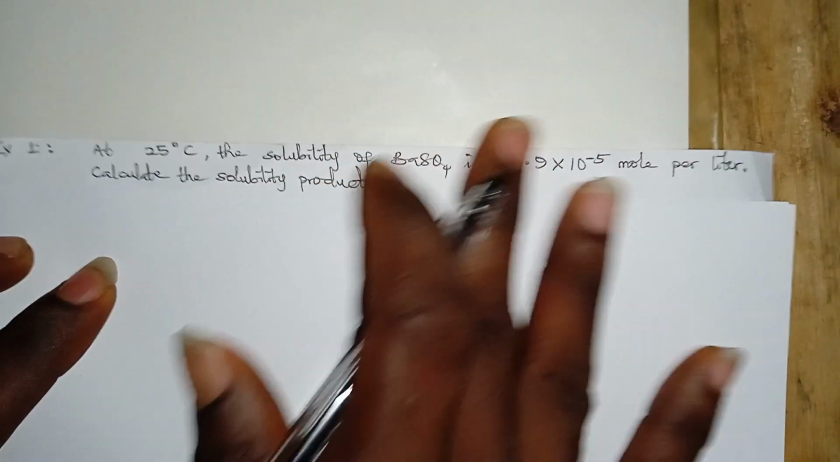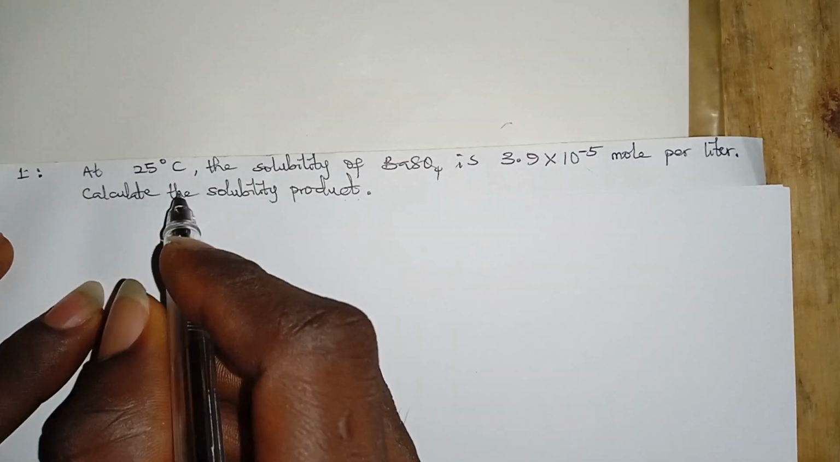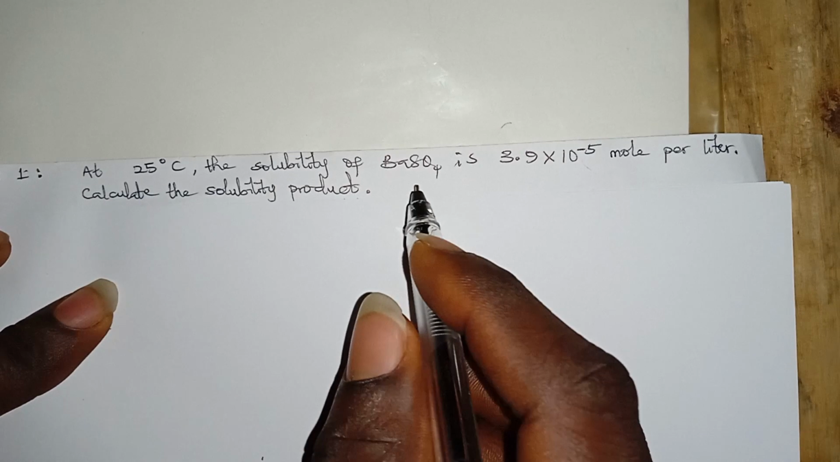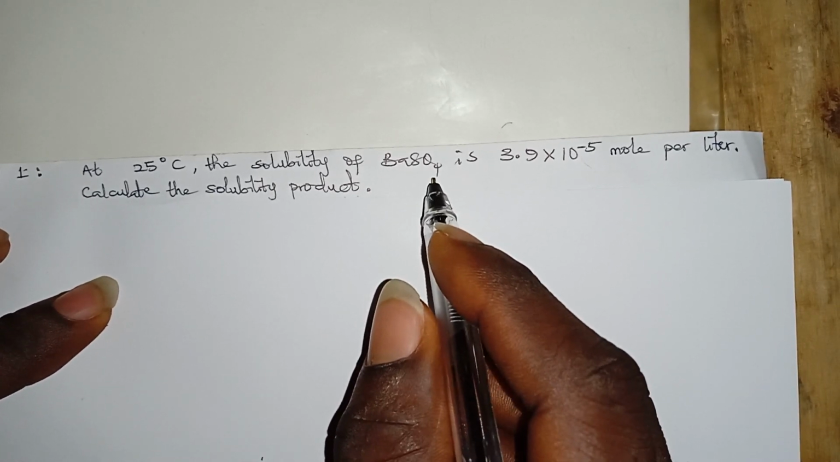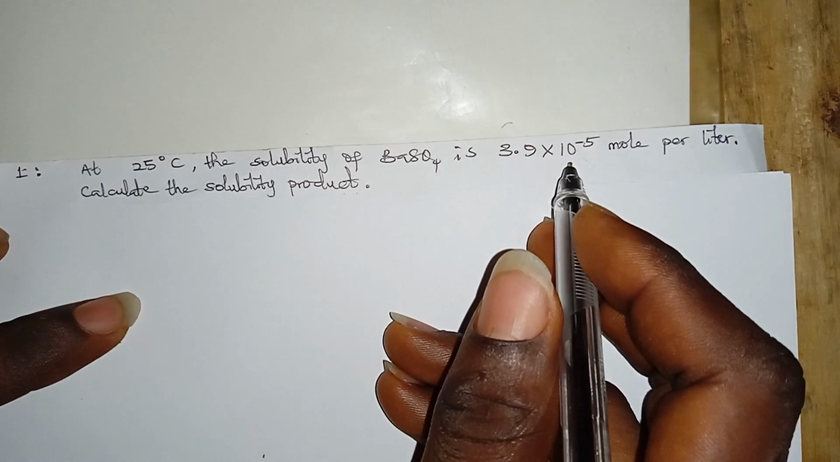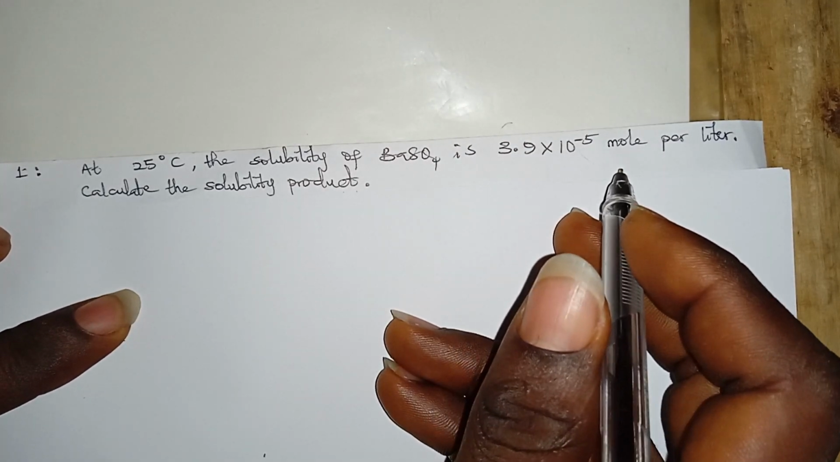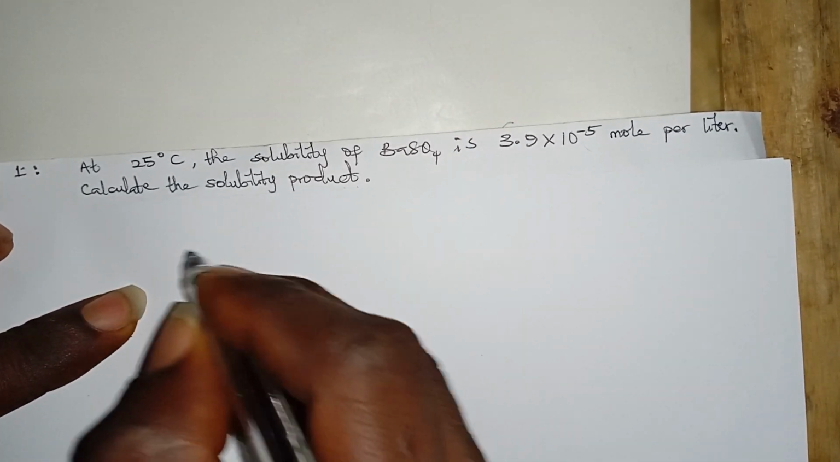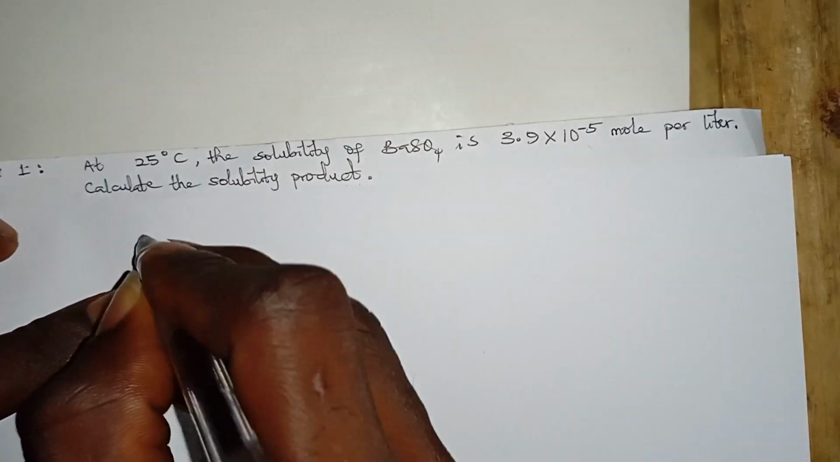All right. So there you have it. As the question said, there's a question here. It said at 25 degrees C, the solubility of barium tetroxide sulfate is 3.9 times 10 raised to the power minus 5 mole per liter. Calculate the solubility product, that is KSP.